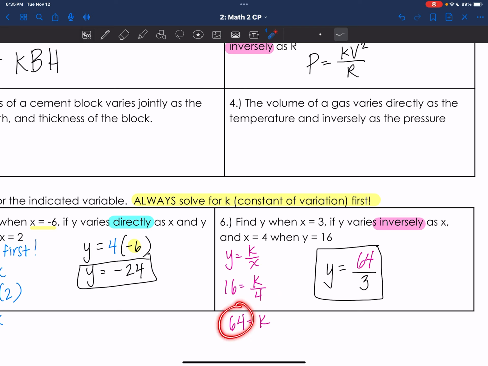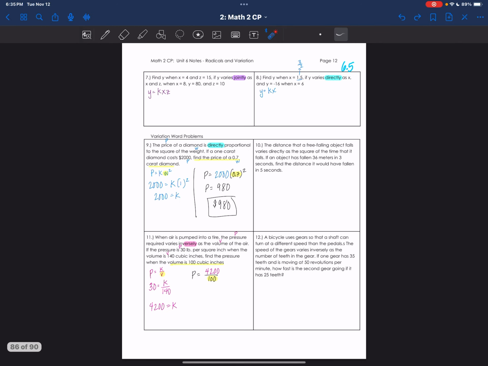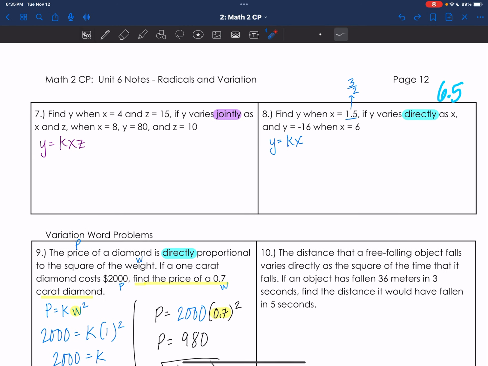Now that we know what k represents, we're going to substitute that into your y equals k over x. There we go. So this is that. You can just leave it at 64 over 3. That's fine.